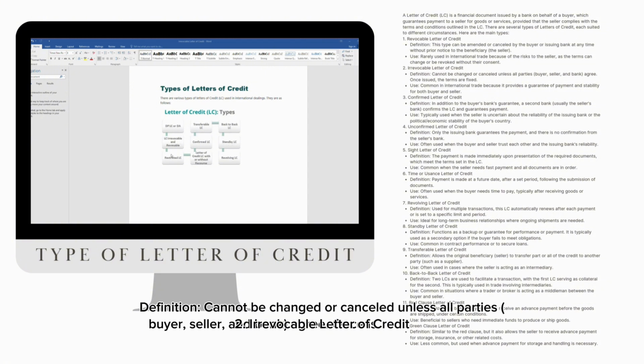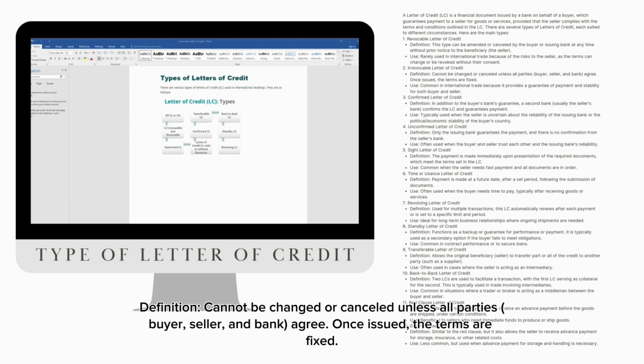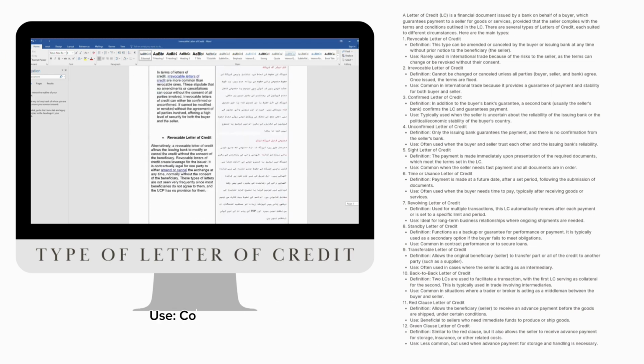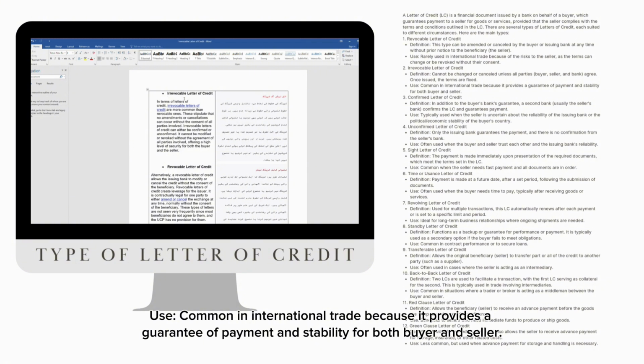2. Irrevocable letter of credit. Definition: it cannot be changed or cancelled unless all parties, buyer, seller, and bank, agree. Once issued, the terms are fixed. Use: common in international trade because it provides a guarantee of payment and stability for both buyer and seller.